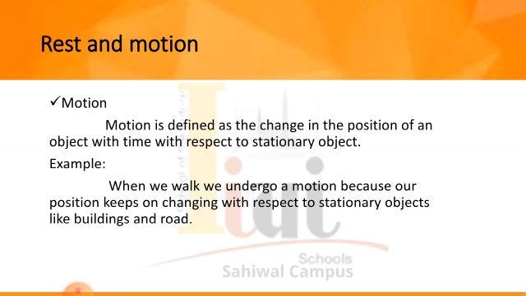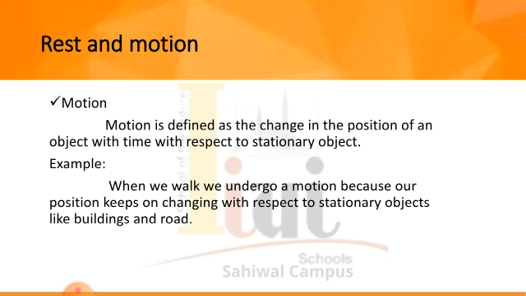If we take an example of motion, when we walk, we undergo motion because our position keeps on changing. When we are walking, our position keeps on changing, so we are said to be in a state of motion with respect to the stationary objects, like buildings and roads. Buildings and roads are stationary objects. So while we are walking, we can be considered to be in a state of motion, or we are executing motion.